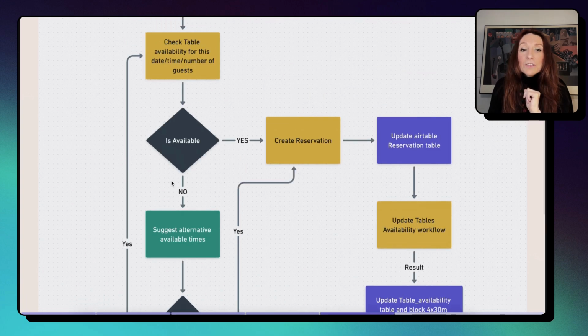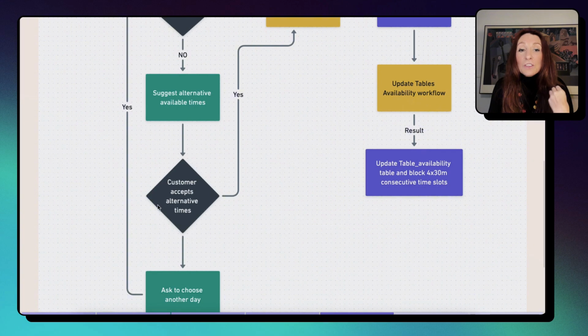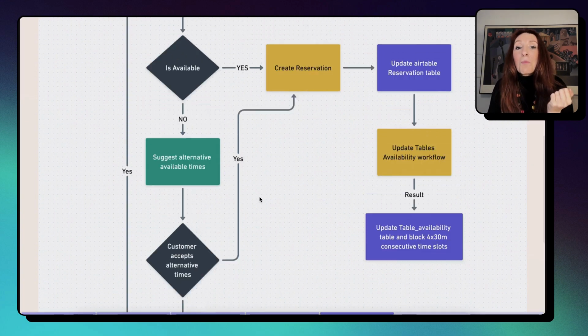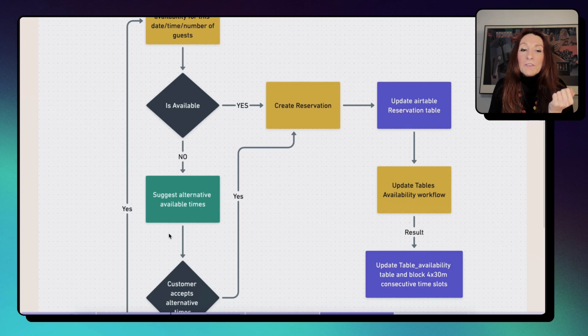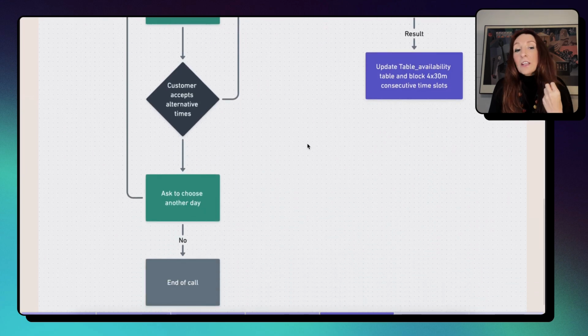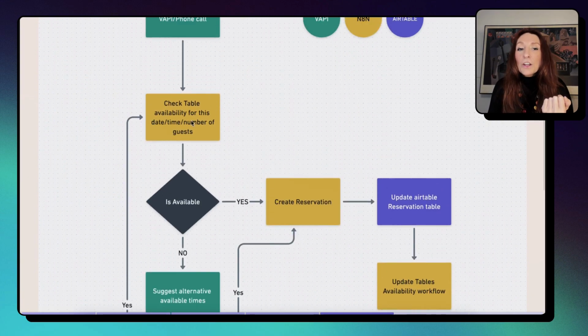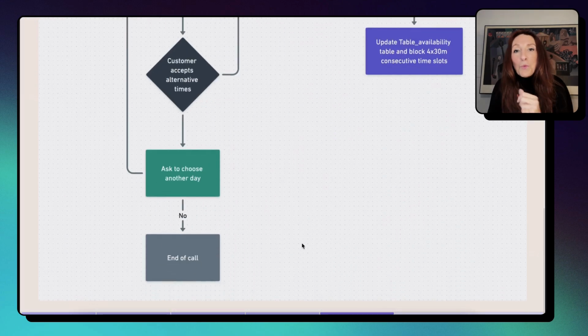If the table is not available, then it will suggest alternative times. This happens in the check availability workflow. If the customer accepts this alternative time, which is what I have done in the demo, we go back to create reservation, and if not, then VAPI will ask if the customer wants to choose another day, and if he chooses another day, we go back here to check the table availability, etc. And then when everything is done, we end the call.